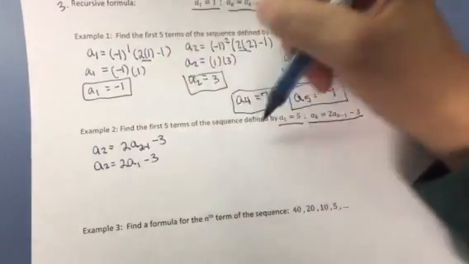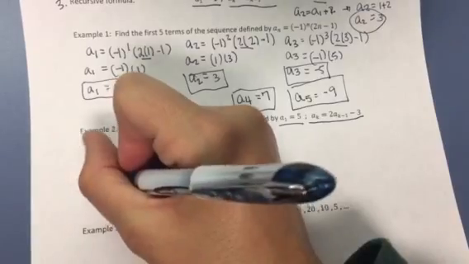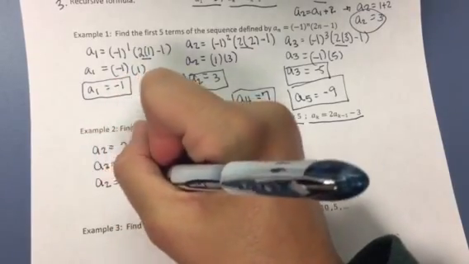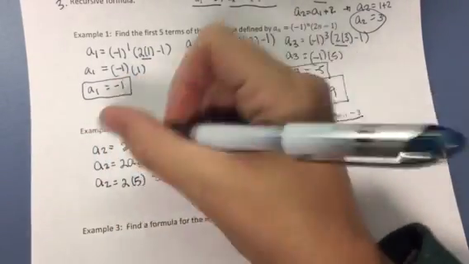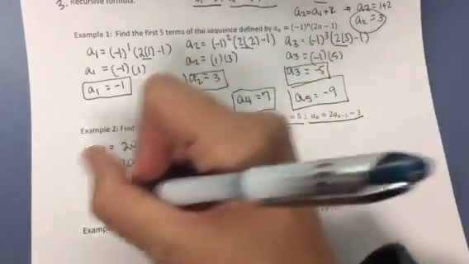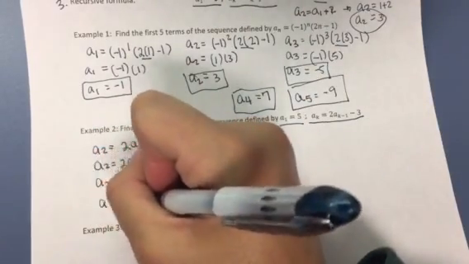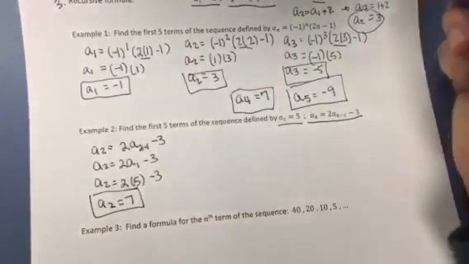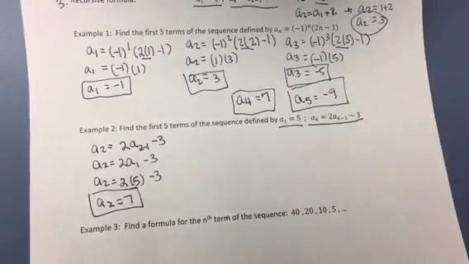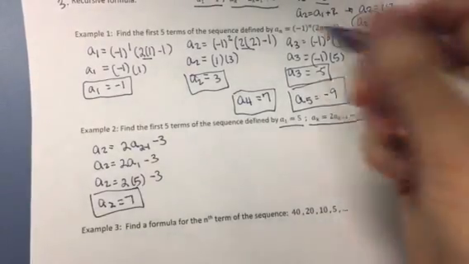All right, so we know that first term is 5. So to get a sub 2, it's going to be 2 times 5 minus 3. So that's 10. 10 minus 3 is 7. All right. A sub 3.